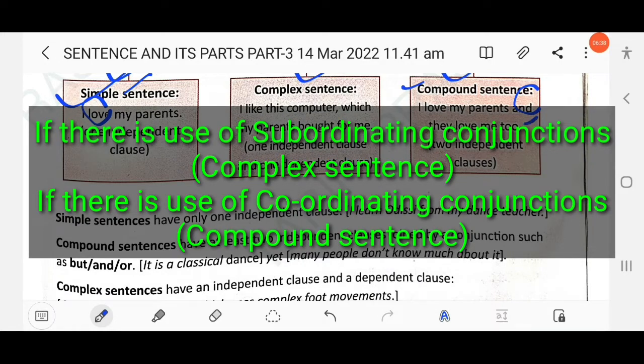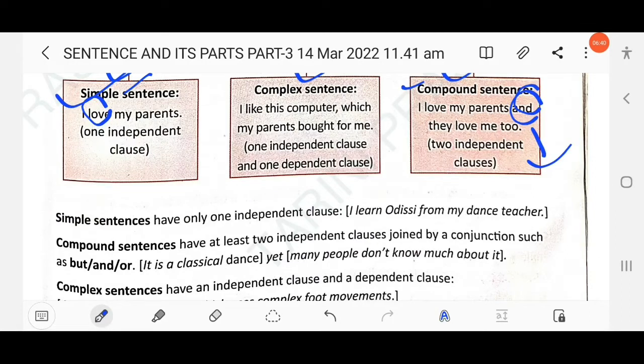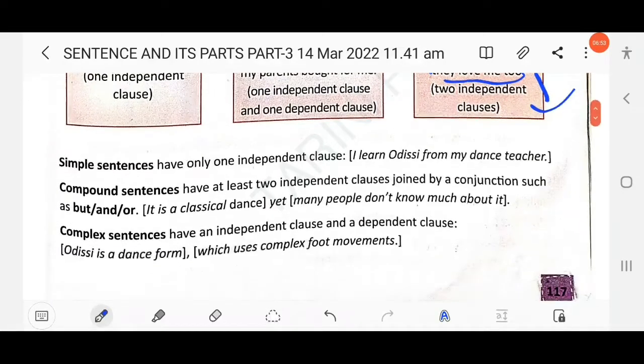Clear? So here there is use of a coordinating conjunction and there are two main clauses. Yes, I love my parents. This is a main clause. Here, they love me too. This is also a main clause. So here we find there are two main clauses. Clear? So here, simple sentences have only one independent clause, right?